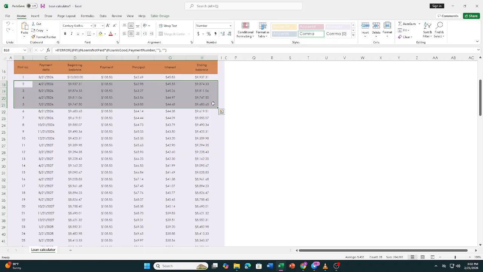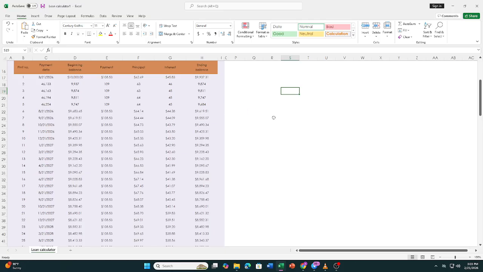And that's it. You now have a fully working Excel loan calculator ready to estimate any loan. Just change the inputs and Excel does the rest.